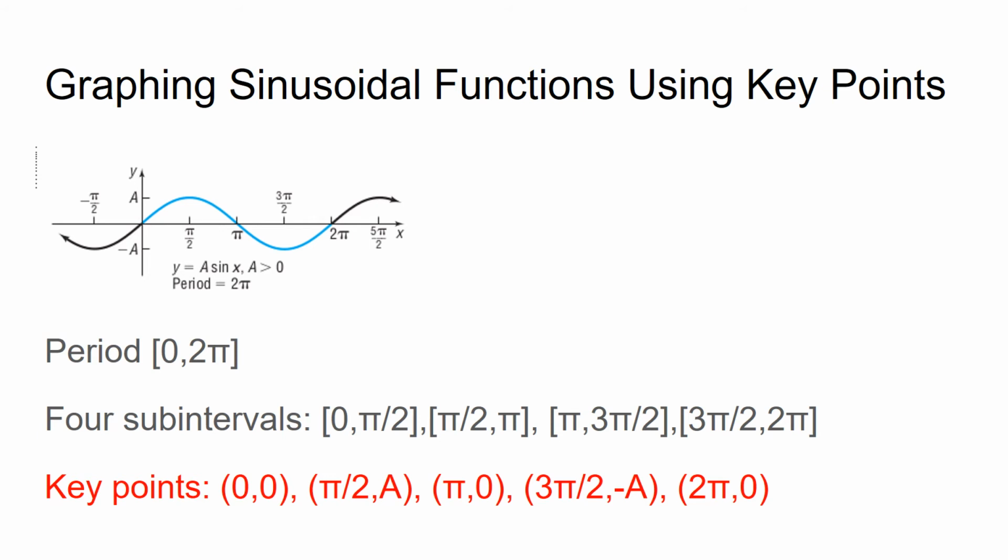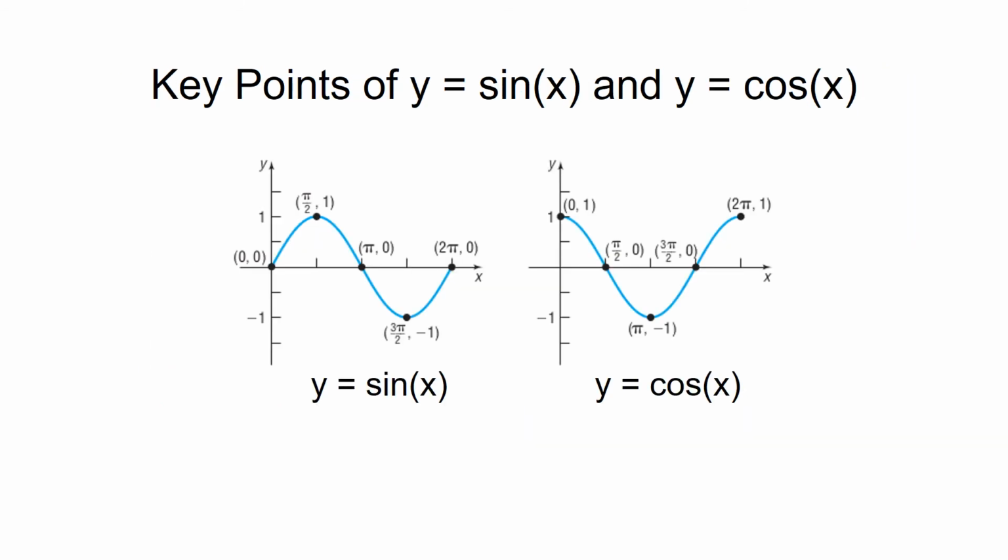We use these function values to form 5 xy pairs, which, since this is a sine function, are the maximum and minimum values plus 3 points where the function crosses the x-axis. Once we have these 5 key points, we can graph one period of the function and then repeat the pattern over other intervals of period length. The 5 key points of sine of x and cosine x on the interval 0 to 2 pi are shown here.